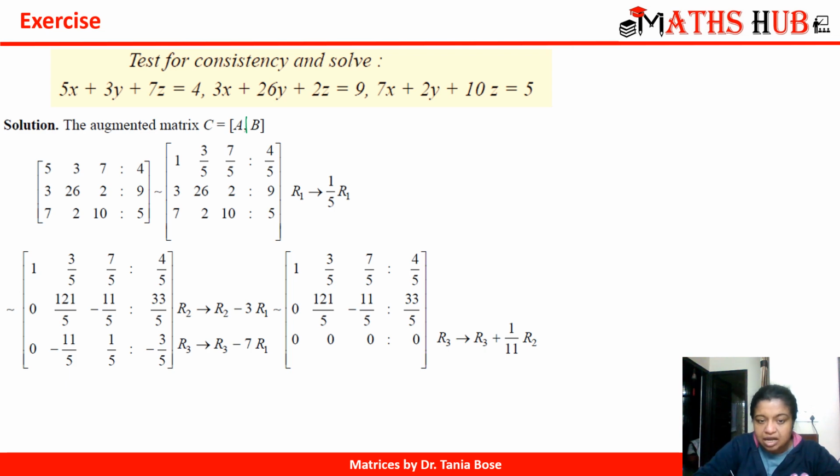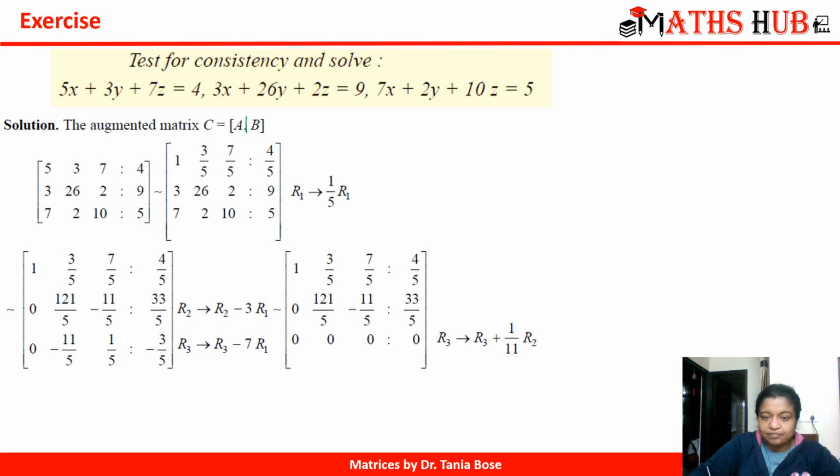So we try to convert this into a row echelon form. We have to first make this leading element 1, so we multiply the entire row by 1 by 5. So we get this. After the element has been made leading 1, we can use this to make them 0. So we can write R2 is R2 minus 3R1 and R3 is R3 minus 7R1. So we get this matrix, right?